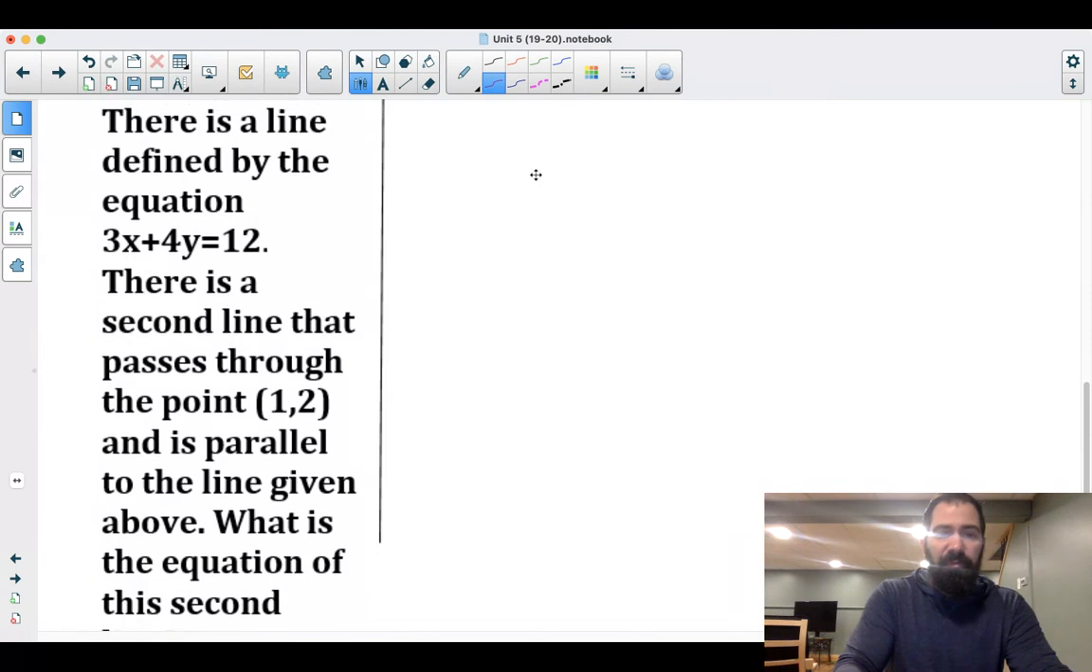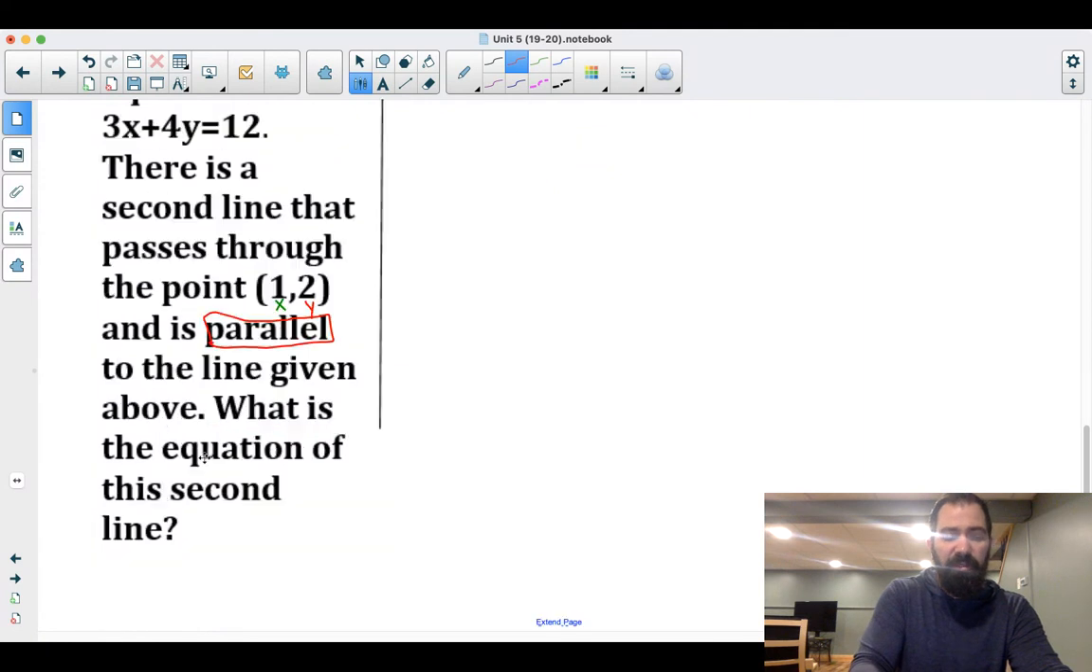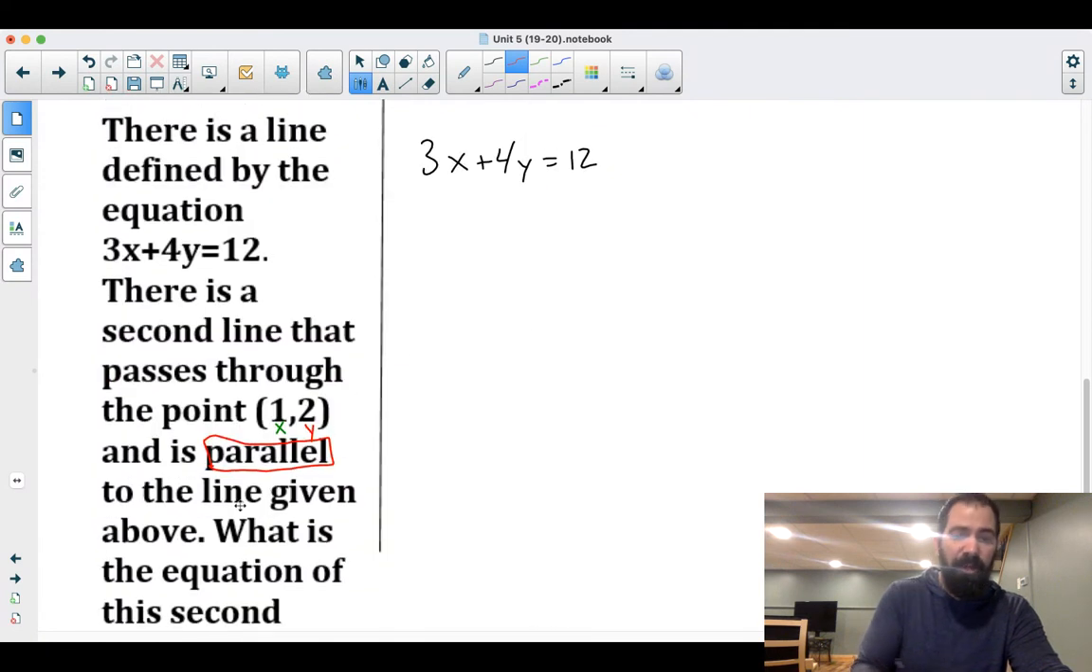And let's look at our last problem here. We have the equation 3x plus 4y equals 12. And there's a second line that passes through the point 1, 2. And it is parallel to the given line. What is the equation of that second line? So we know that we're looking for a parallel slope. We know that x is 1. We know that y is 2. We need a parallel slope, and we need to find our new y-intercept.